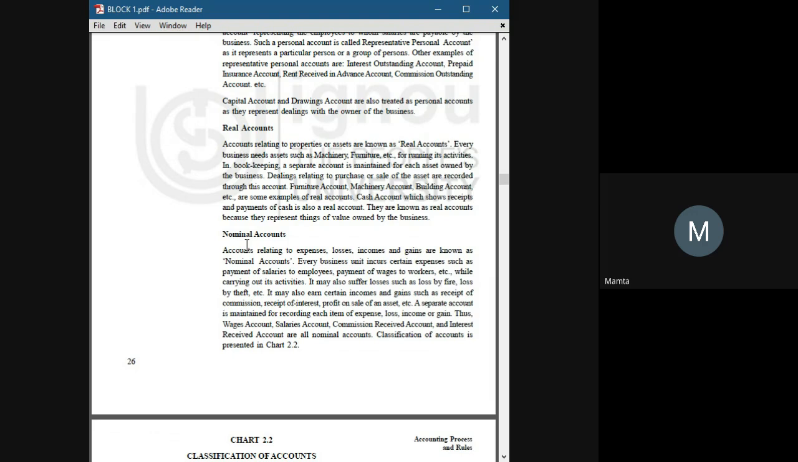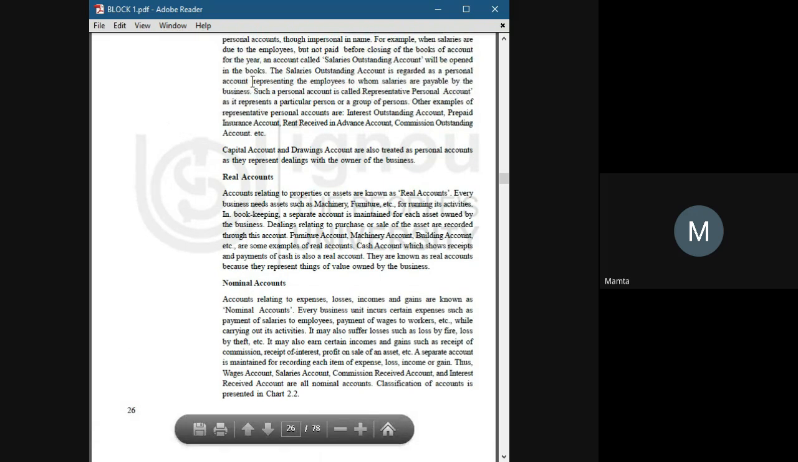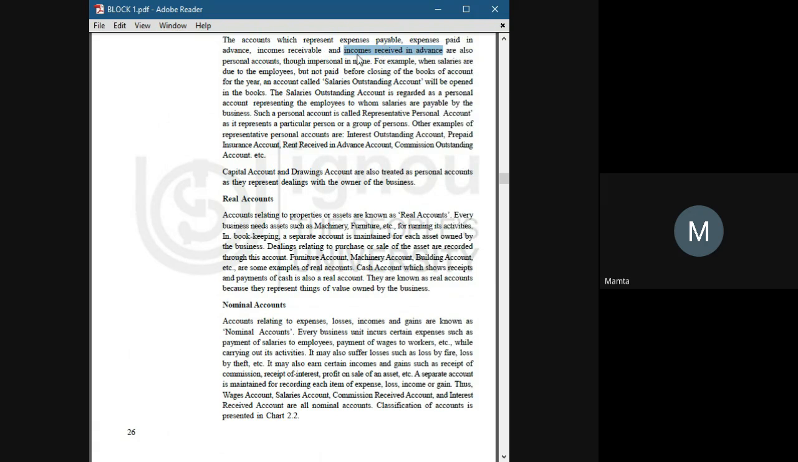Now coming to the point, nominal account. All the expenses and income are considered under nominal account. Now you may be confused with income received in advance or expense paid in advance. There is a difference. See, if you are paying salary, normal salary, then it is considered as a nominal account. If you are paying rent, it is a nominal account. If you are getting interest, it is a nominal account.